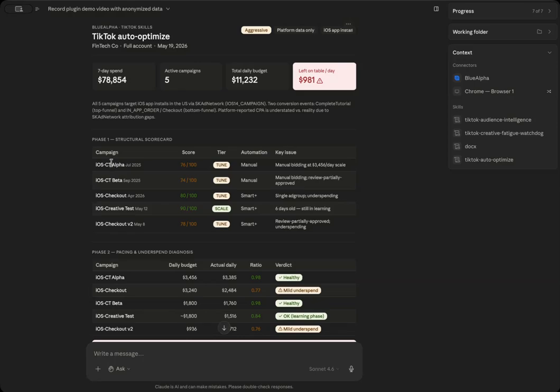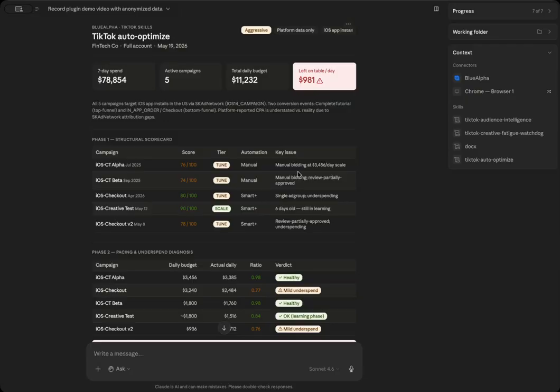But starting with phase 1, which is looking into the structural scorecard. So we have the different campaign names and then a specific score that has been assigned to them, as well as an automation category and the key issues that each of these campaigns have. Starting from the top, we have CT Alpha, which has a score of 76 out of 100, where we actually see that the key issue is the manual bidding at 3,455.6 per day scale.